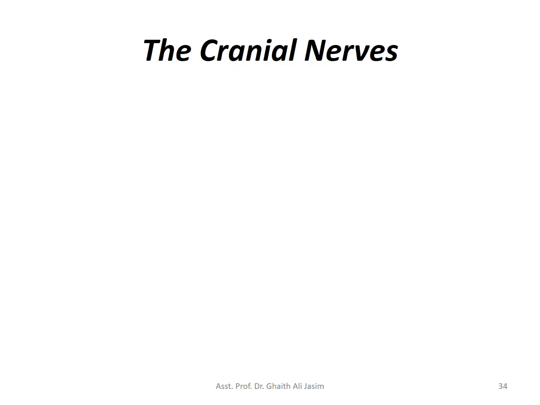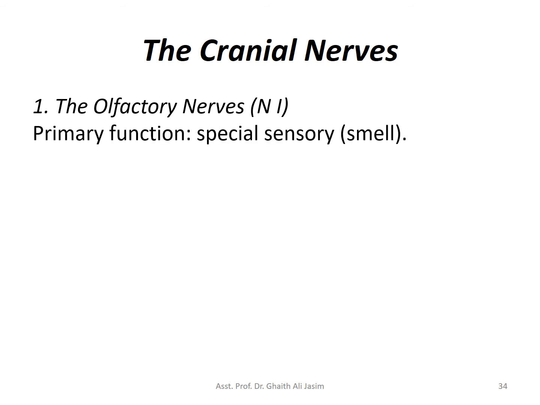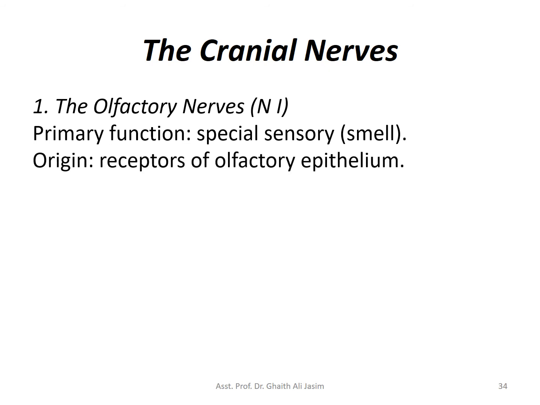The cranial nerves. There are 12 cranial nerves. We will mention the primary function, origin, and destination of each cranial nerve. Number 1, the olfactory nerves, N1. Primary function, special sensory, smell. Origin, receptors of the olfactory epithelium. Destination, the olfactory bulbs.